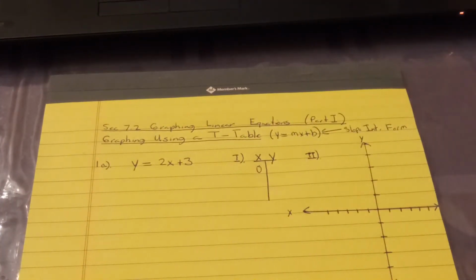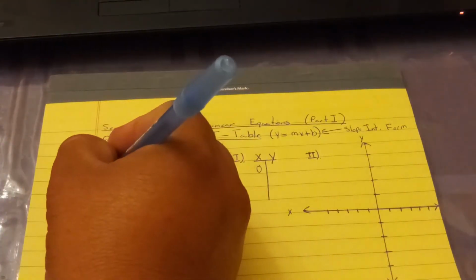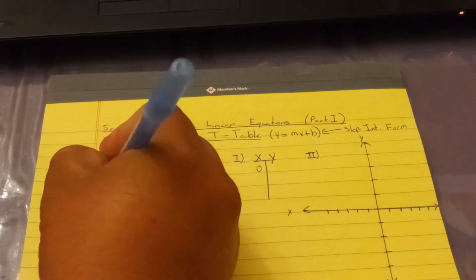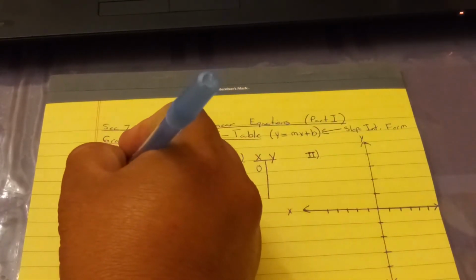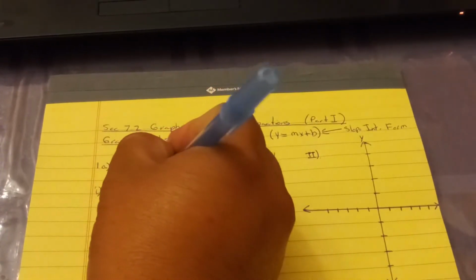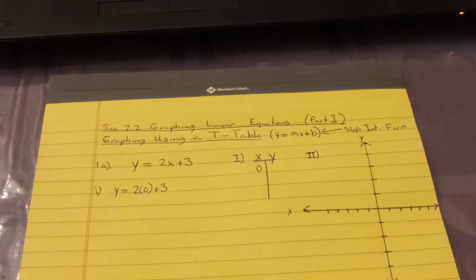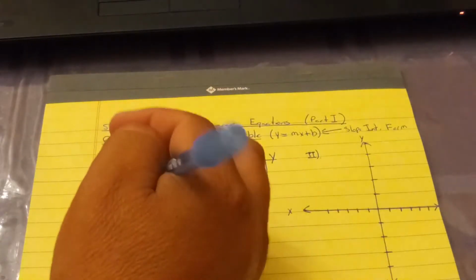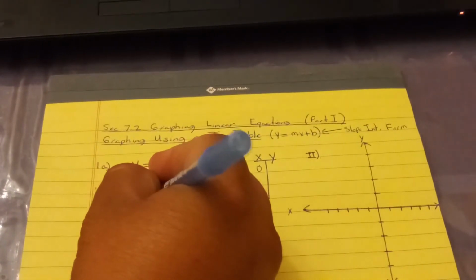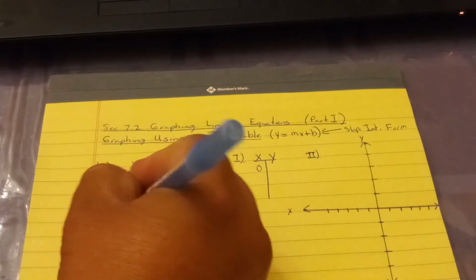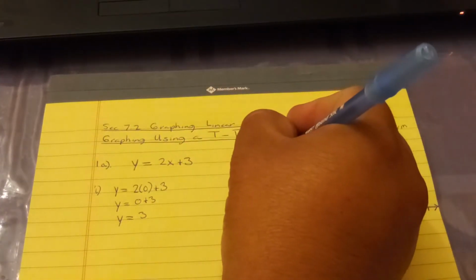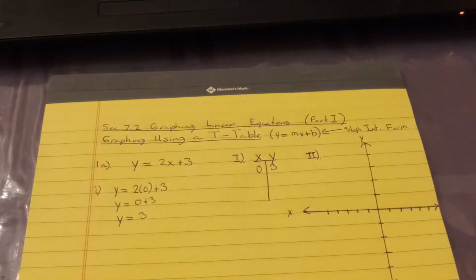Alright, so what we're going to do is we're going to go ahead and solve for it right here. And all we're doing is just substituting that value of x right there to solve for y. So we substitute the 0 in there. 2 times 0, that'll give you 0. And 0 plus 3, your y ends up being 3. So that completes your ordered pair. Your ordered pair is 0, 3.